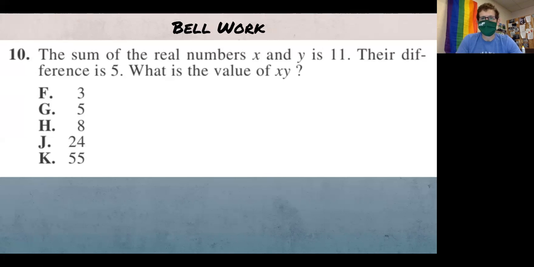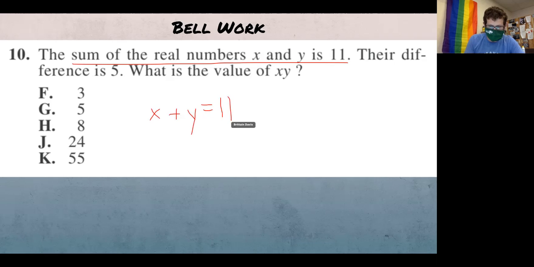Now, if we made that explicit using equations, that's essentially what we're doing in our heads. So let's see what's going on. The sum of the real numbers x and y is 11. This is an equation written out in English. So if I think about it this way, it's x plus y equals 11. That's what it's telling me. Their difference is 5. So that tells me x minus y is 5.